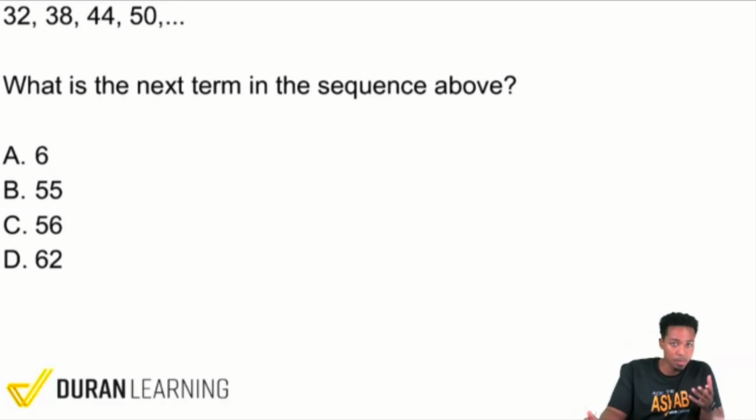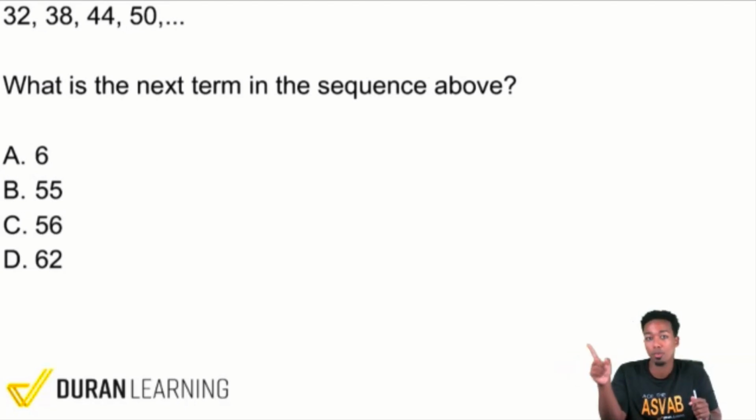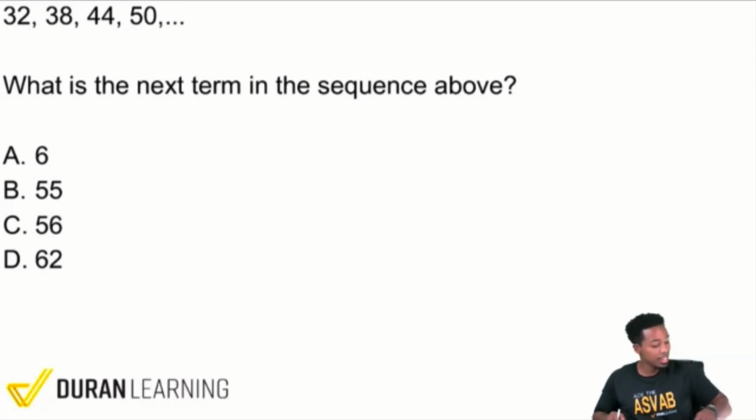So this is an example of an arithmetic sequence. Remember, we have arithmetic, geometric, and recursive. Geometric being multiplying, dividing. Recursive meaning you're using the previous numbers. Arithmetic meaning you're adding or subtracting the same thing. So in this case, everybody hit me with it.